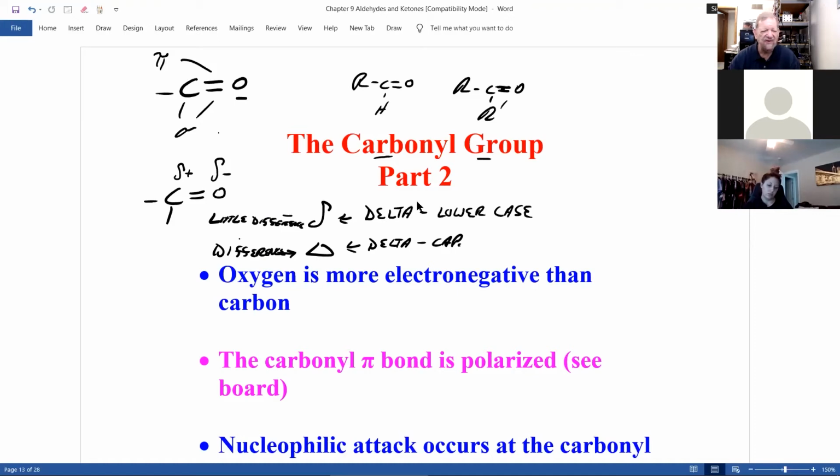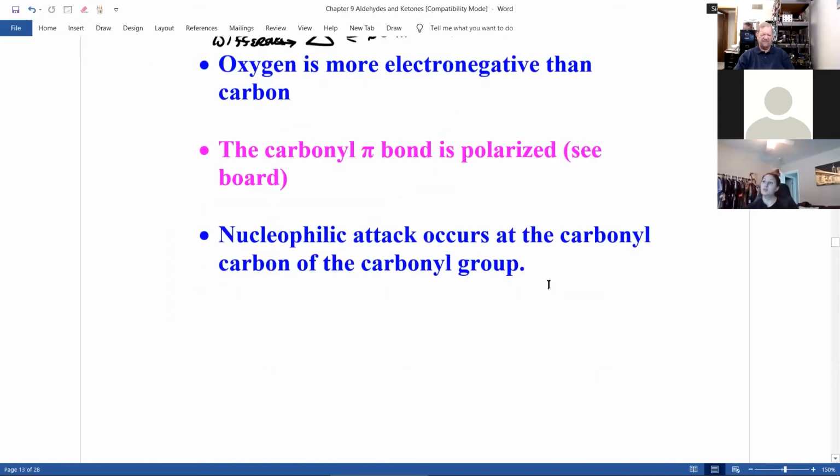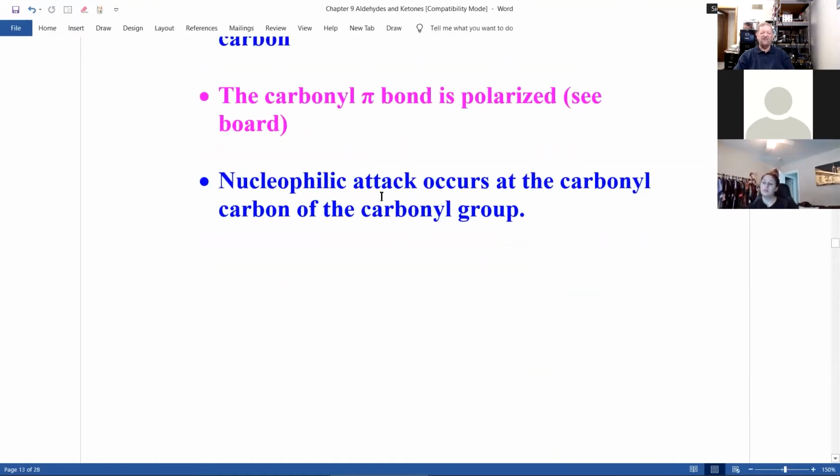Therefore, when you see this, there's a slight negative charge on oxygen and a slight positive charge on the carbonyl carbon, this carbon. And that has a profound effect, very profound, on the chemistry of ketones and aldehydes. And what do we mean by that? We have nucleophilic attack. Remember, organic chemists are violent. Instead of saying reacting, we say it attacks, and we really do. It occurs at the carbonyl carbon of the carbonyl group.